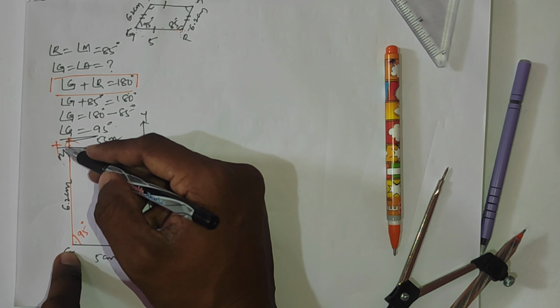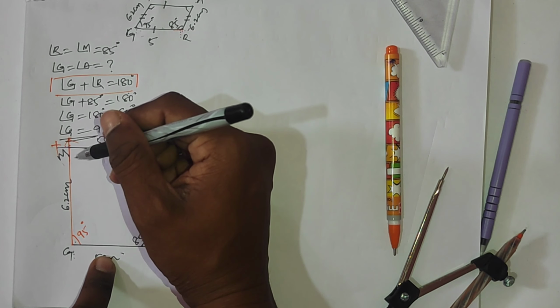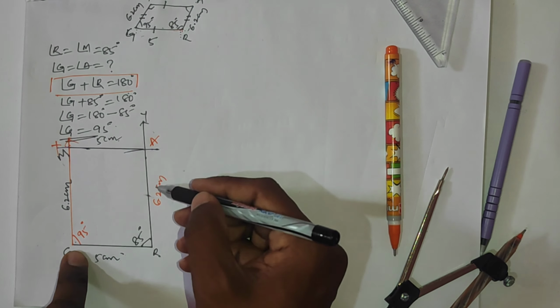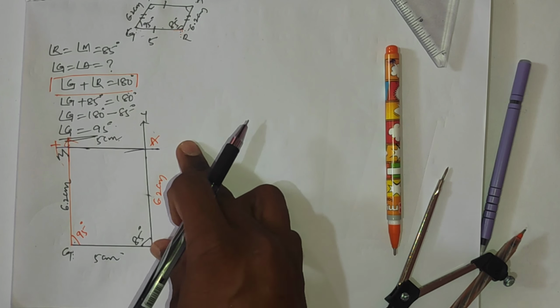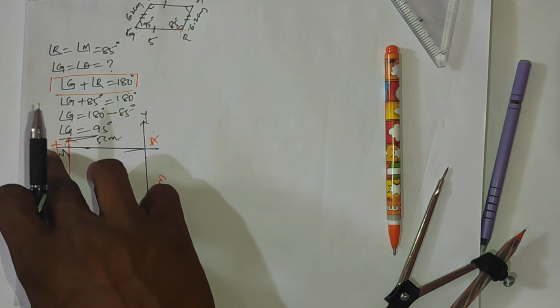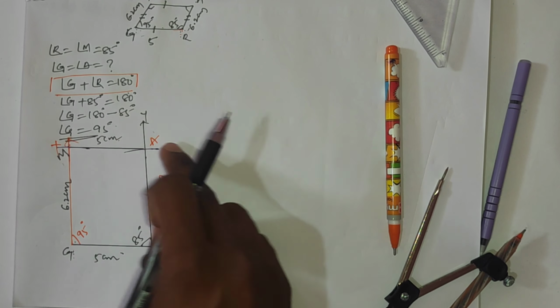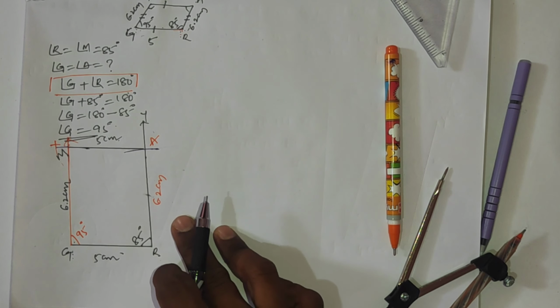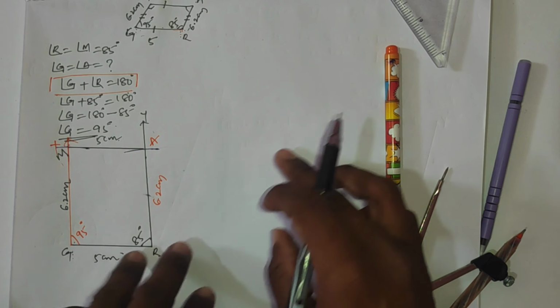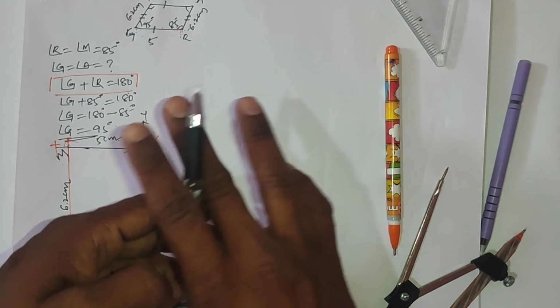So we construct here 95 degrees with the help of a protractor. Then we know that the opposites are equal. We cut this ray with a measure of 6.2 centimeters. Also, we cut it here. We got an intersecting point, joining R to A and A to M. We got GRAM is the required quadrilateral. Okay, so this is about question B.